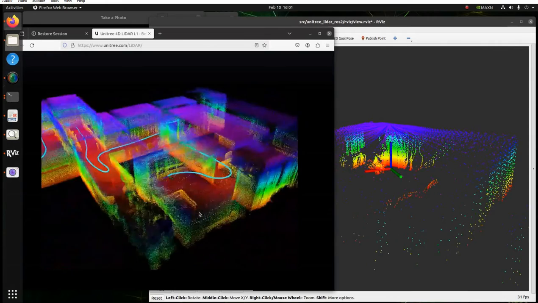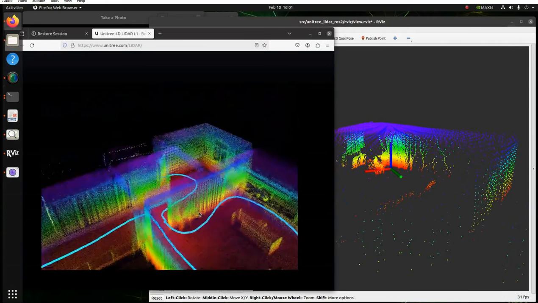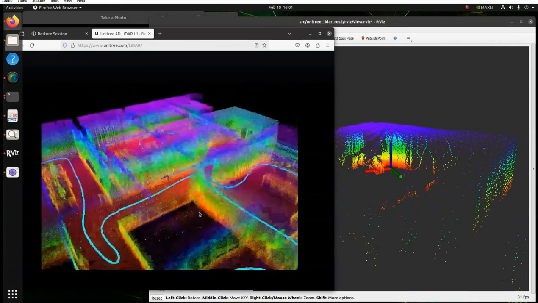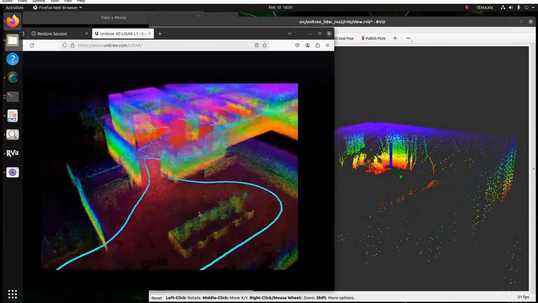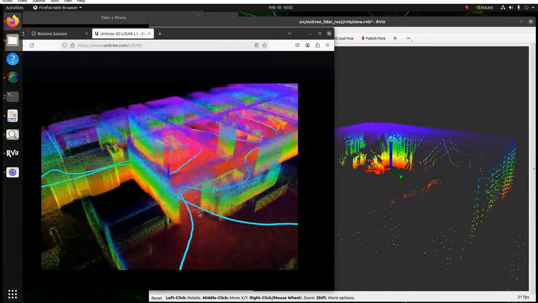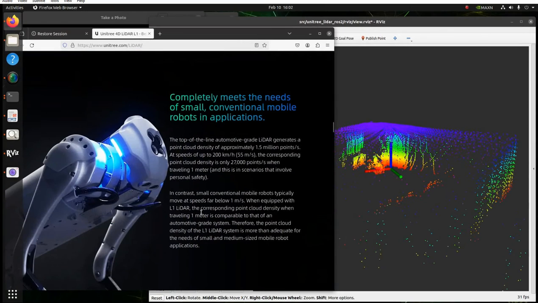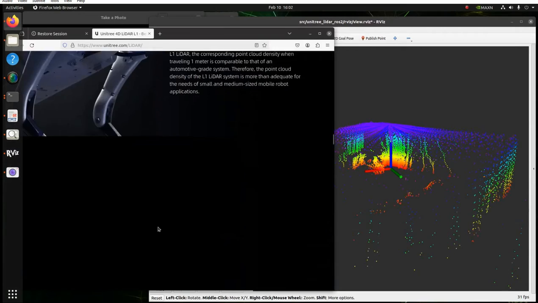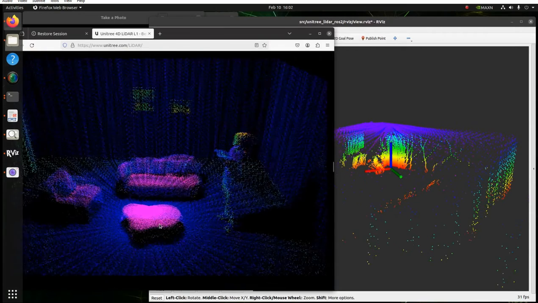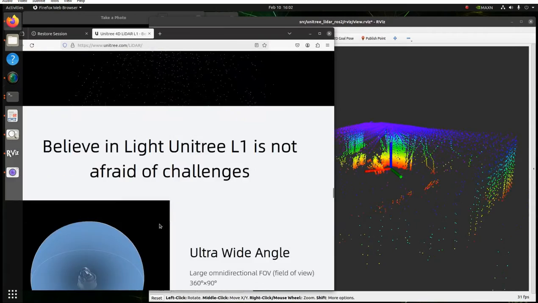There's a way you can make the cloud more dense, but I'm still working on it. I just got it a couple days ago. So the second one I got a couple days ago. And then these are their robots they have. I don't know if they put it on their robots. Let's see some specs.